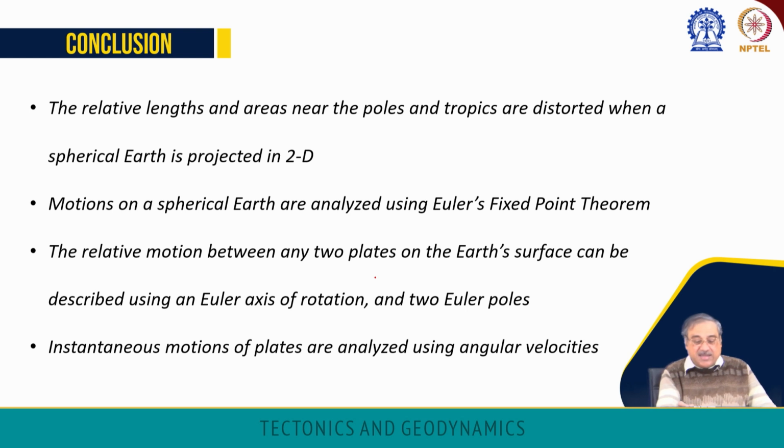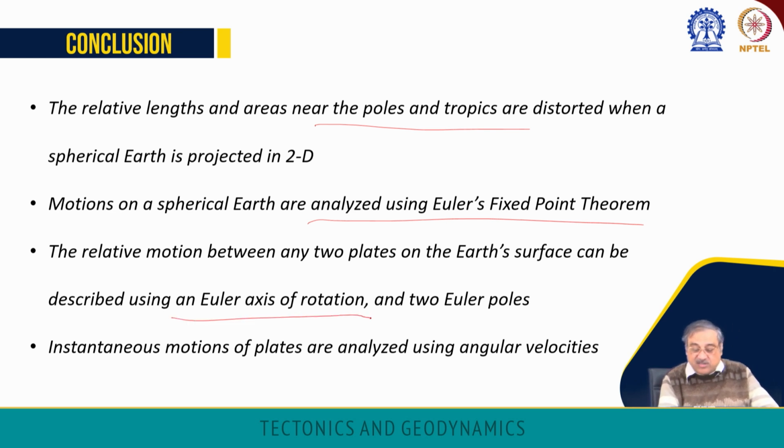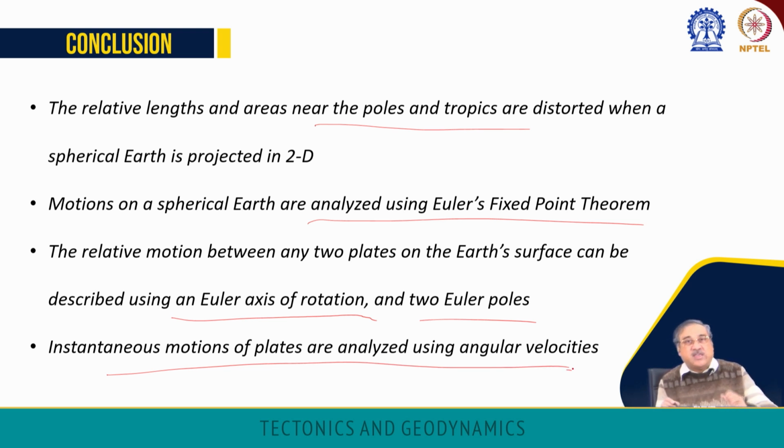The relative lengths and areas that we have near the poles and tropics on a spherical earth are distorted when you project the surface of a sphere into 2D. Now the motions on a spherical earth, you can analyze them using Euler's fixed point theorem, and the relative motion between any two plates on the earth's surface can be described using an Euler axis of rotation and the two Euler poles. So what we do then is use these things, identify the locations, and for each pair of plates on the surface of the earth, we define this. We identify the position of the Euler poles and the magnitude of their angular velocities at present, and the instantaneous motions of plates.